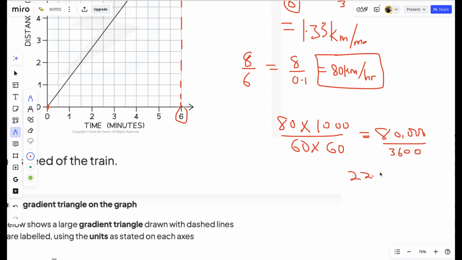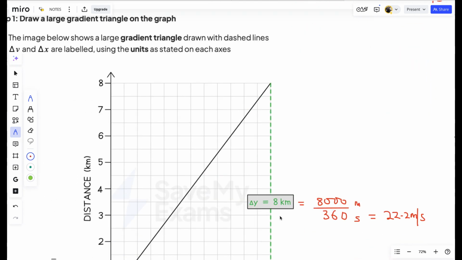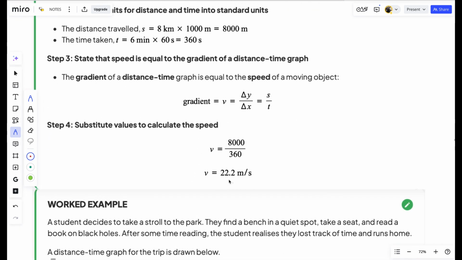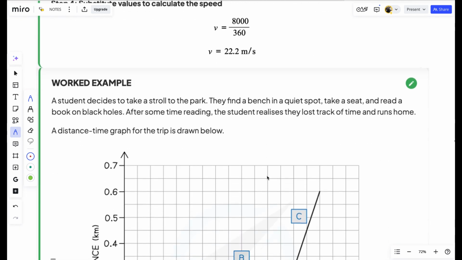So I'm just showing you the various ways. You can do it in kilometer per hour, and then you change to meter per second. You get 22.2 meters per second. Okay? Whichever way you do it, it's okay. Whichever way you do it, or you start from the beginning and convert all the units, you get 22.2 meters per second. Is that okay? Now let's take a look at another example.